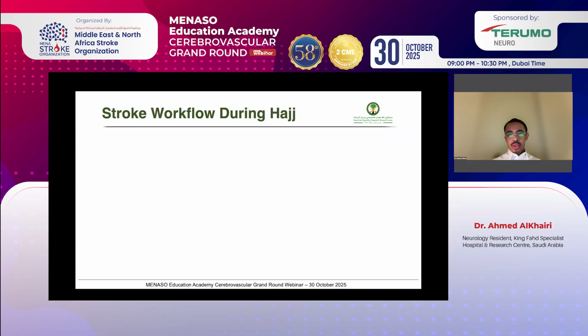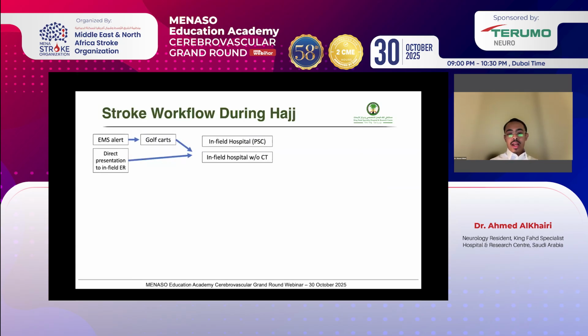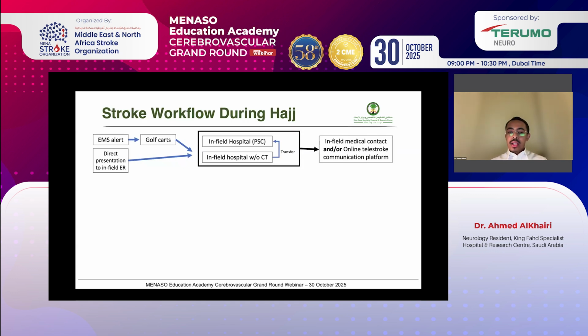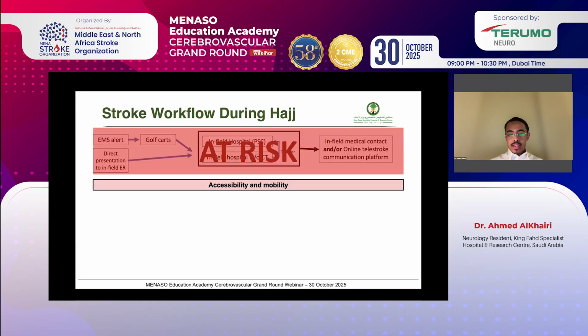To understand the stroke flow during Hajj in previous years, this mostly starts with an EMS alert or a direct presentation of the patient to the infield ER hospital. If it's EMS, due to the high pedestrian density, they mostly use golf carts for mobility. Patients present either to an infield hospital with CT capability, or to an infield hospital without CT capability, which would require a transfer to a hospital with stroke capability. All of this is either direct or subject to infield medical contact, which is rarely done during Hajj, and mostly will be done through online telestroke communication platforms. But this is all at risk, especially regarding accessibility and mobility.